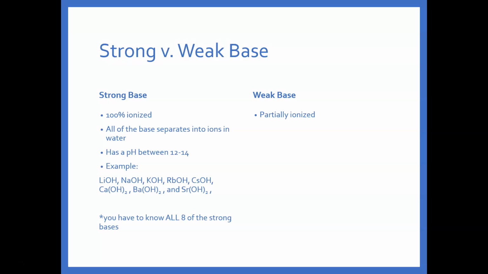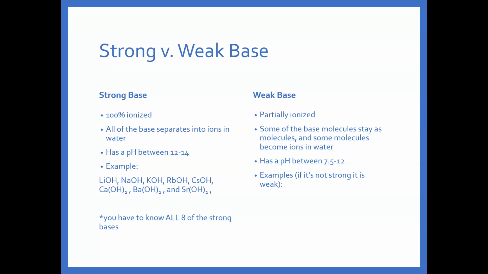Just like in acids, weak bases are only going to partially ionize, meaning that some of the base molecules are going to stay as molecules, while some of the molecules will become ions. These typically have a pH of between 7.5 and 12. Once again, if you're not a strong base, you're technically a weak base, so I'm not going to ask you to memorize all of the examples, but some examples are ammonia and ammonium hydroxide.